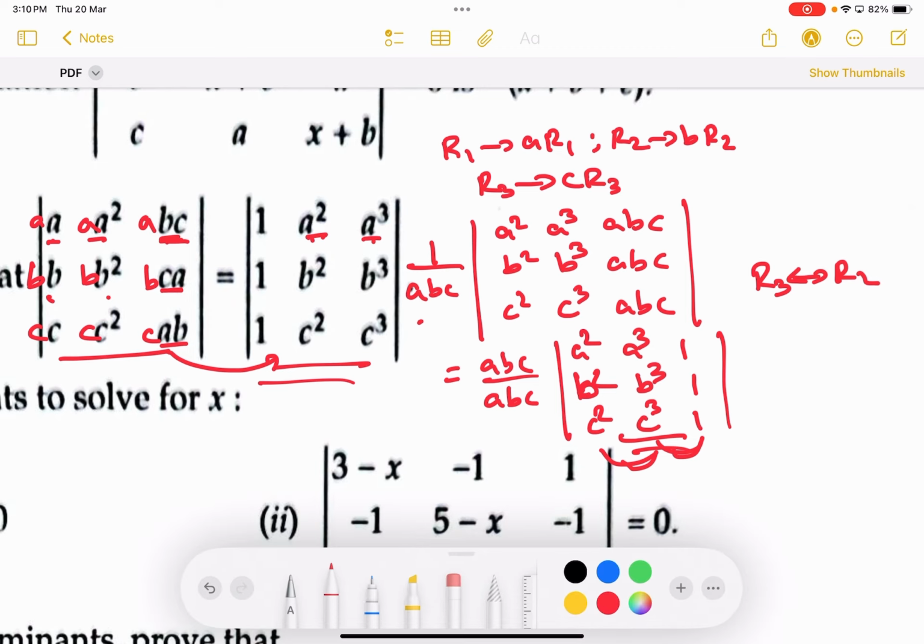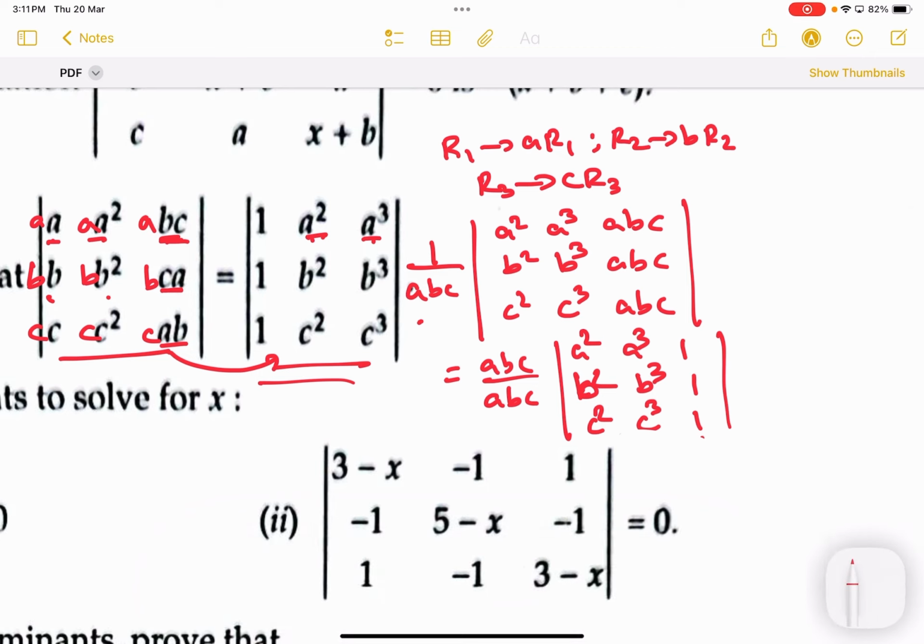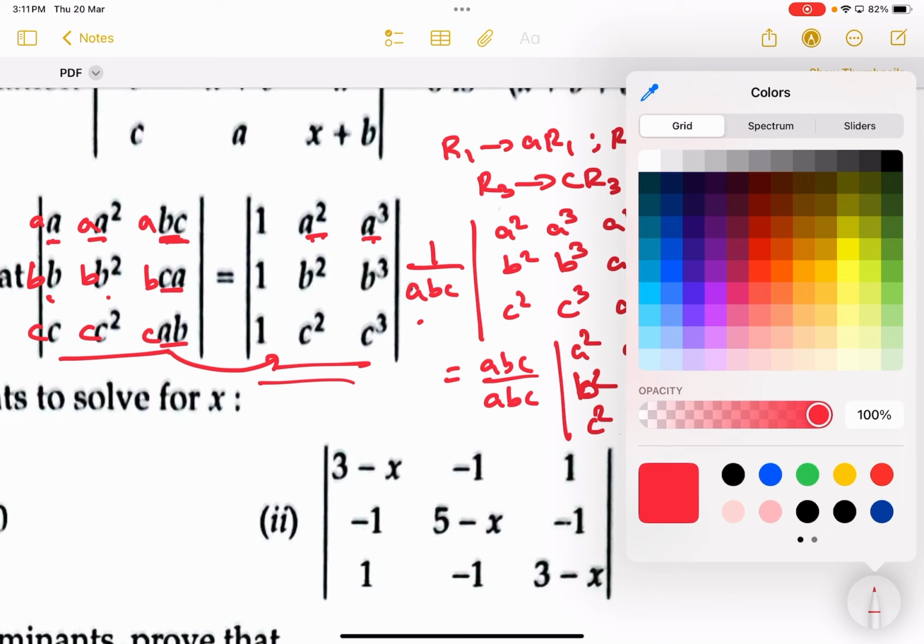Ma'am, how did you take the ABC column outside? I didn't understand that part. Common outside, that is nothing but divide, and I am writing here, C3 divide by ABC. That means multiply also you have to do outside. That's both remain same. Column 3 only you are dividing and multiplying by ABC. That means when you are dividing, that's what taking the common out. Understood?